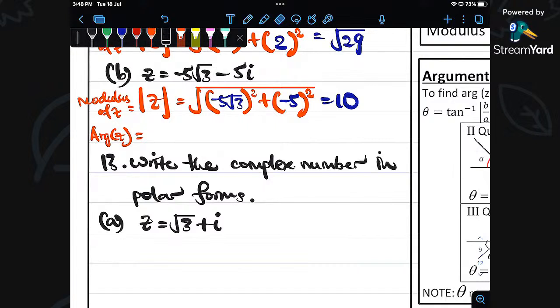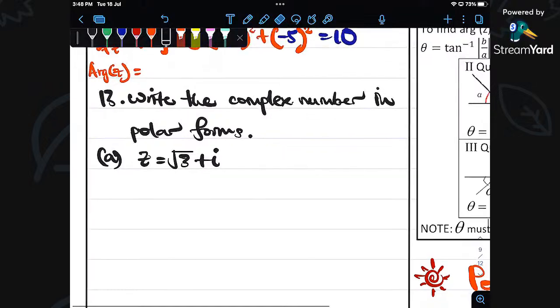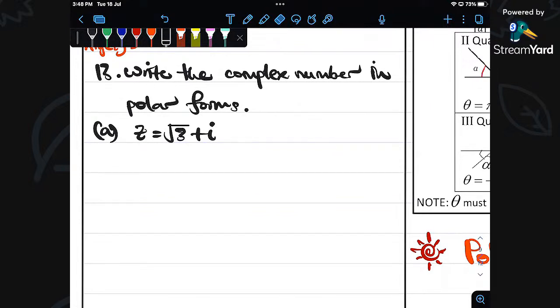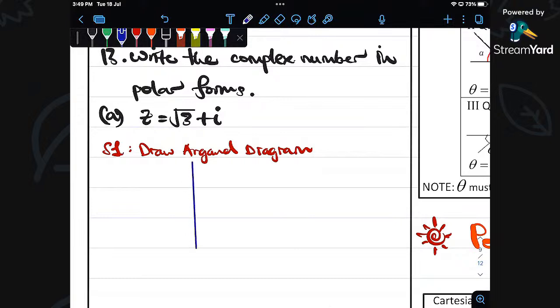Okay. Argument of Z, ya. Argument of Z kita berhenti di situ kejap. Saya nak sambung nombor 13, okay? Write down the complex number in polar form. So polar form di sini mempunyai 3 step penting. Yang pertama adalah draw the Argand diagram. Okay, so you draw your Argand diagram.